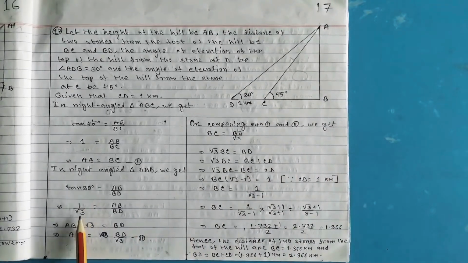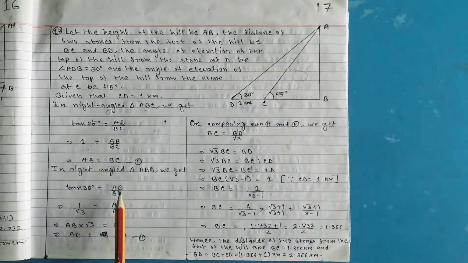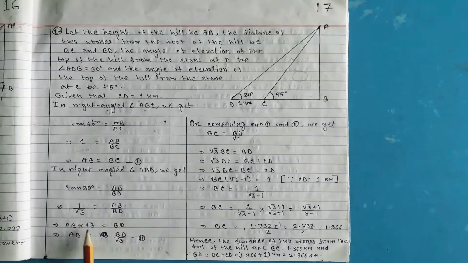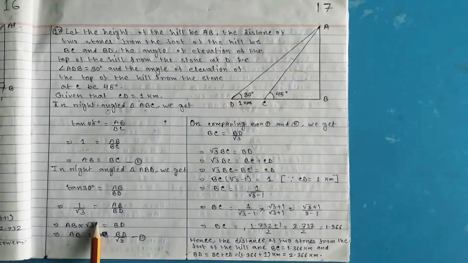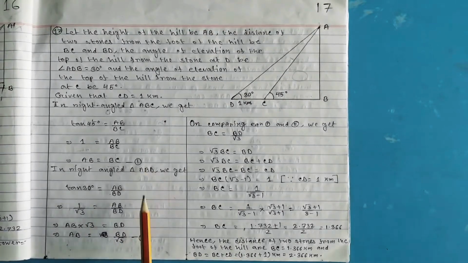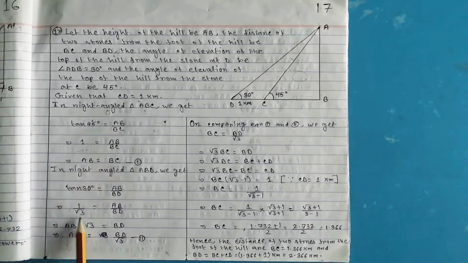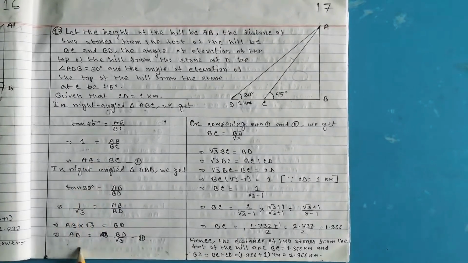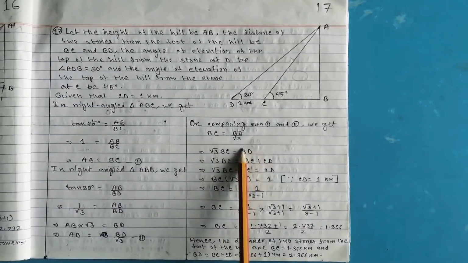And tan 30 degree equals 1 upon root 3. So this equals AB upon BD, and do cross multiplication. So AB into root 3 equals BD, and so AB equals BD upon root 3, since in multiplication, on the right hand side it will go to the division. Now compare these two equations. On the left hand side in both equations there is AB, so the right hand sides are also equal. It means BC equals BD upon root 3.